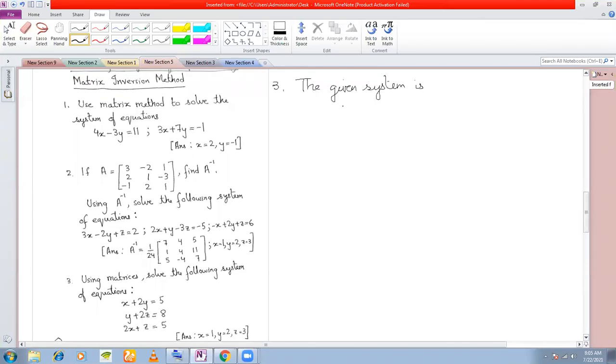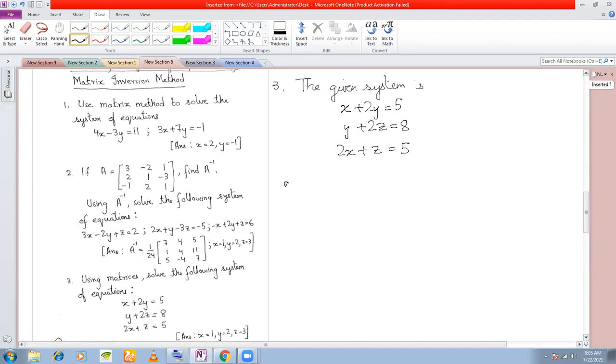Here the given system is x plus 2y is equal to 5, y plus 2z is equal to 8, 2x plus z is equal to 5. Okay, now see here I told you first you have to write x below x, y below y, and z below z, so that you can form the matrix properly.